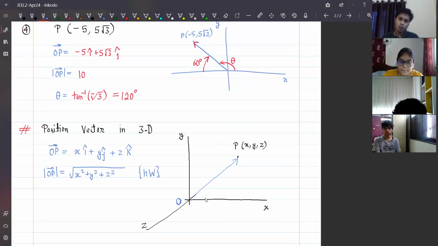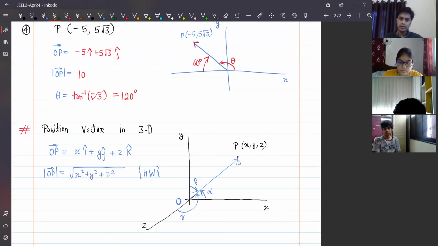The angle of the OP vector with the x-axis, you can call it alpha. Then the angle of the OP vector with the y-axis is called beta, and the angle of the OP vector with the z-axis is called gamma.